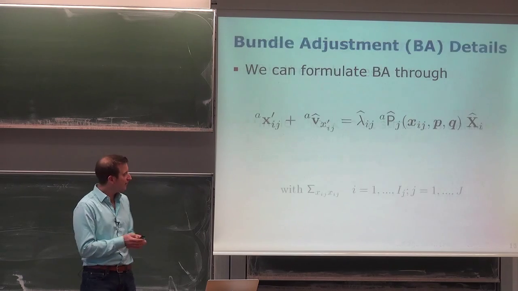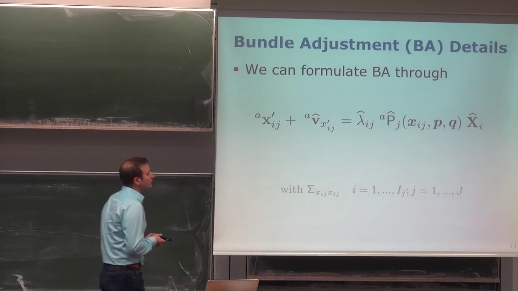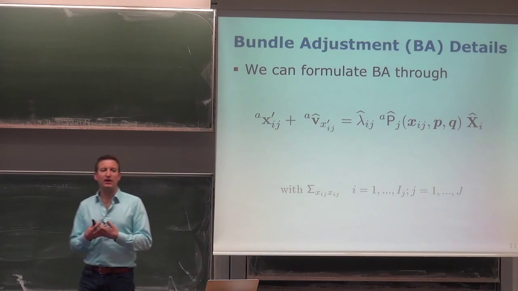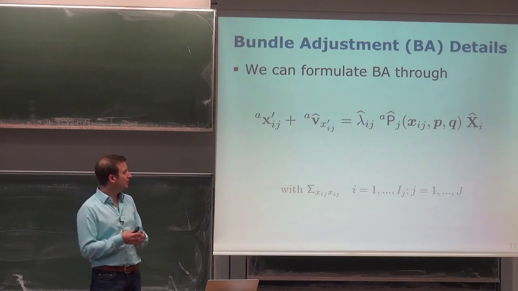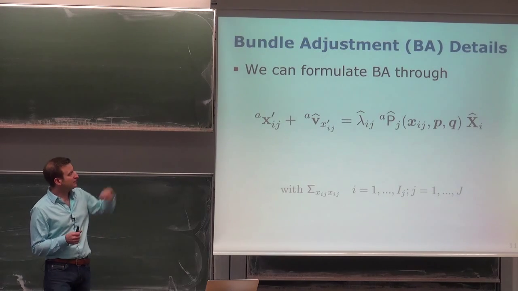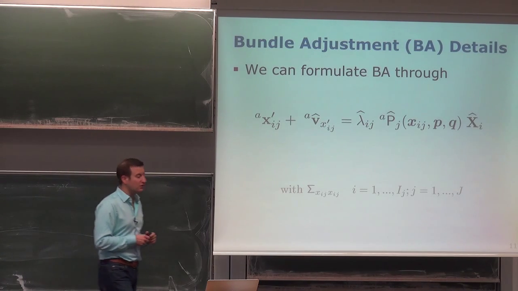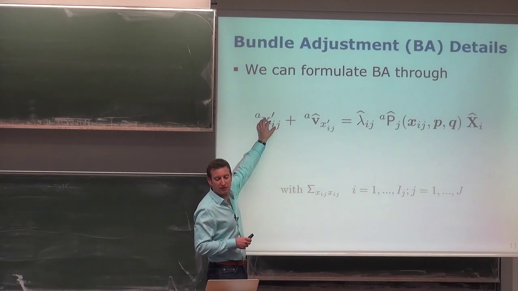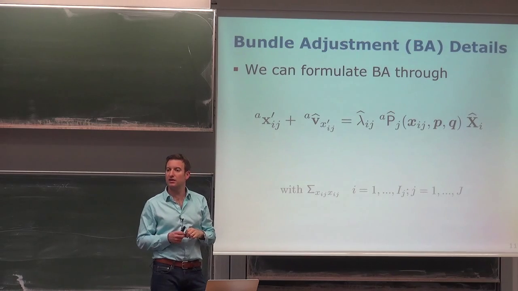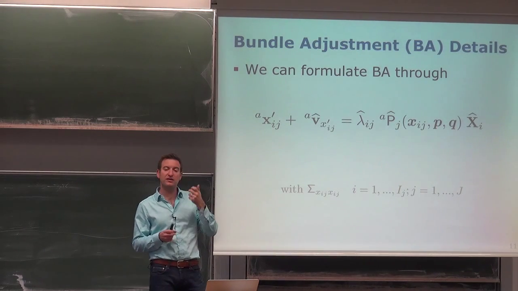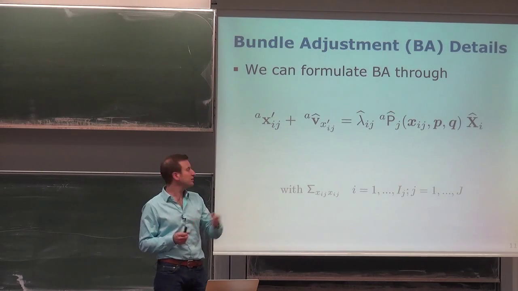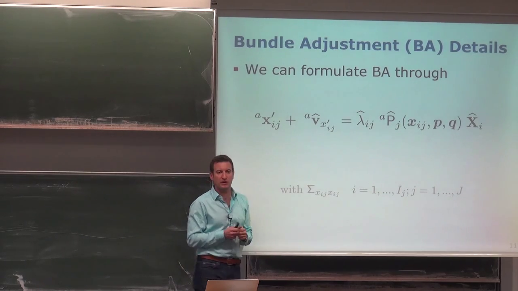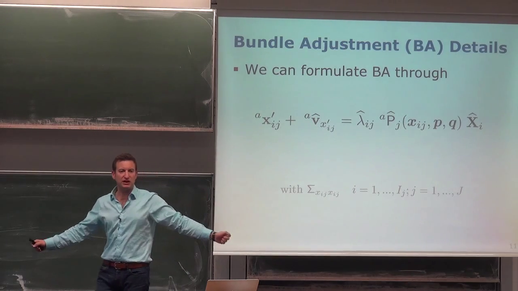Okay, so let's go slightly more into the details. If we look at the underlying basic equation related to bundle adjustment, we'll find this equation over here. What we have here are the coordinates in my images that I measured of a point i in an image j. So we now have a potentially large number of images.